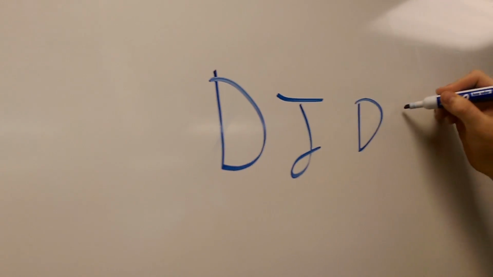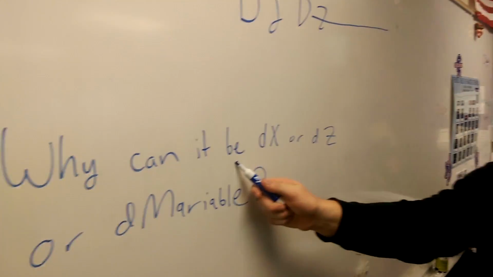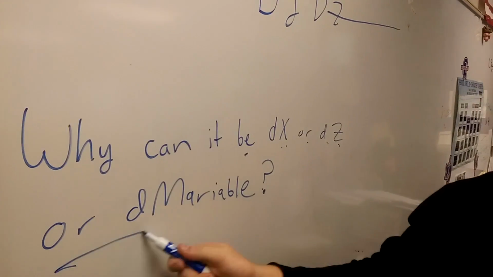Hey, what up? It's DJ DZ. Let's do it. I heard you wanna know what this is, how it is. I'm a whiz at this biz. Now quick, a pop quiz. Why can it be dx or dz or d variable? It's quite easy to see, listen to me, it depends on the variable.